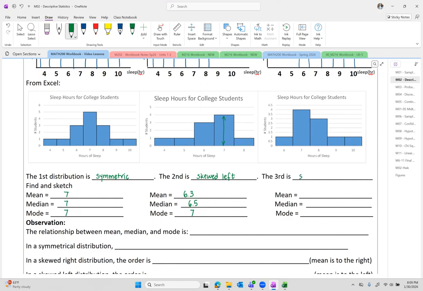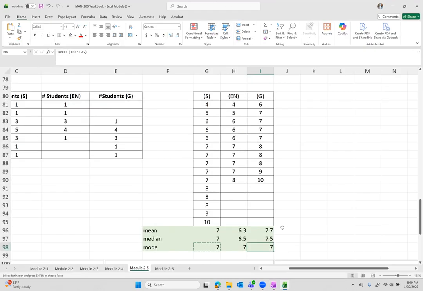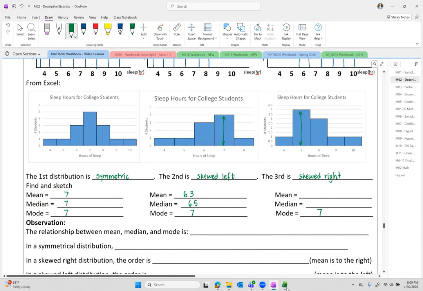And the third one is skewed right. And I can see the mode just from the graph. I don't need Excel to tell me. The mode is 7. The mean and the median, I didn't want to spend the time to do it, so I used the technology. The mean was 7.7 and the median was 7.5.